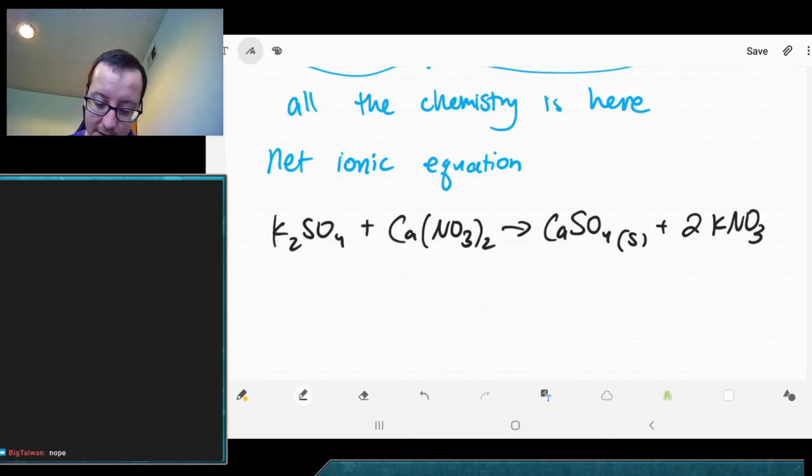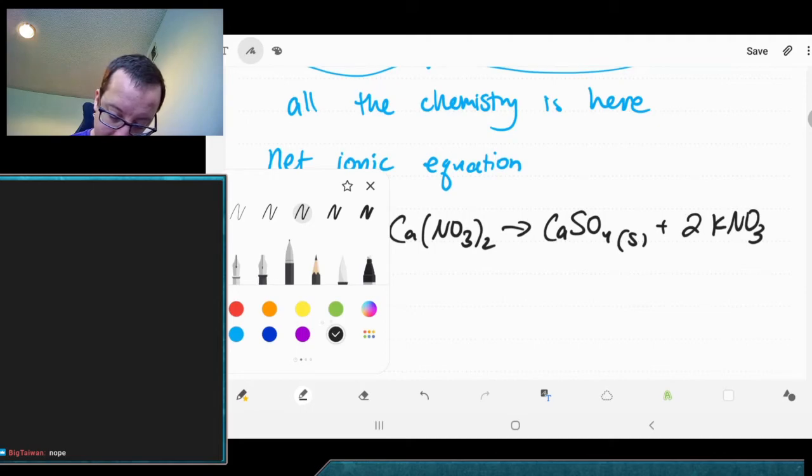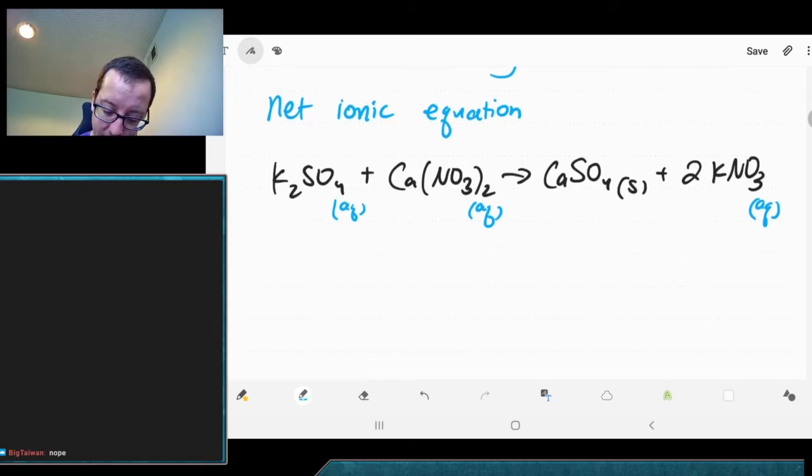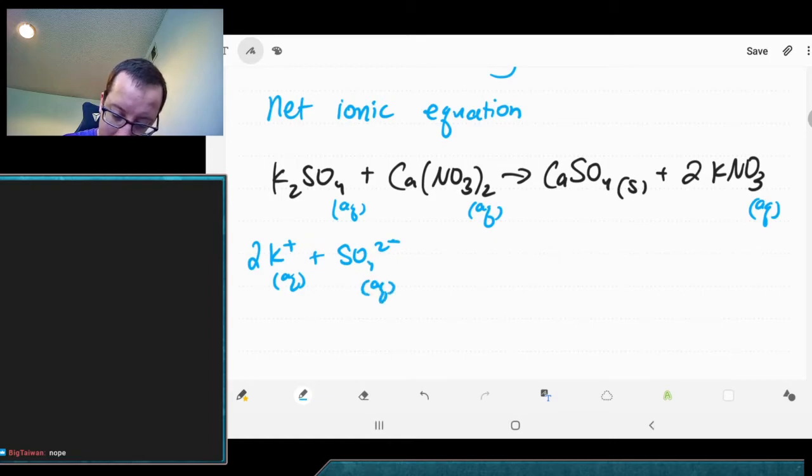All right, so with this, if we were to look very closely at this, calcium sulfate we already saw was solid. We would expect potassium nitrate to be aqueous, right? Obviously because it's got potassium and nitrate. So if we look at these more closely, lots of writing for this one.